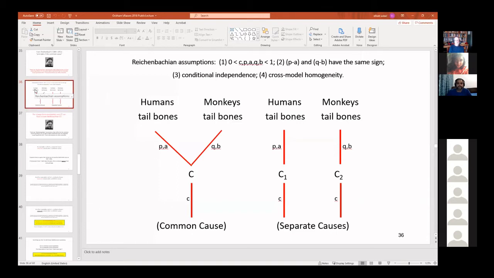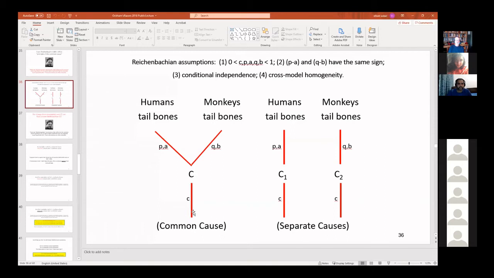Let me add an idea that's not in the slides you were already looking at. Let's violate this first assumption by having 1 for C, little c, 1 for P and Q, and 0 for A and B.